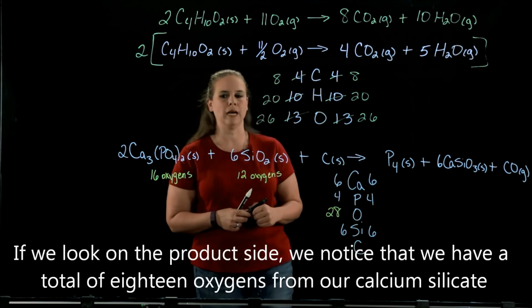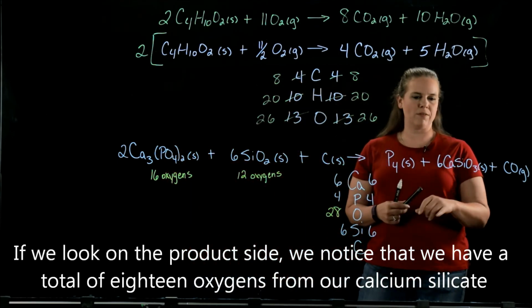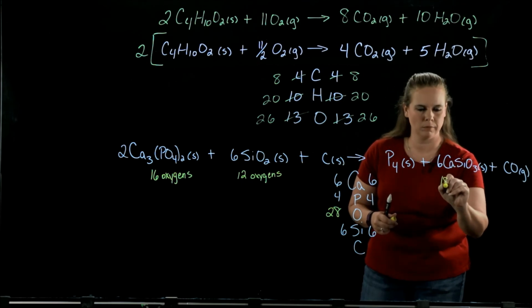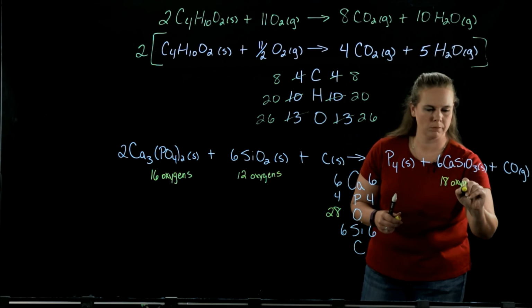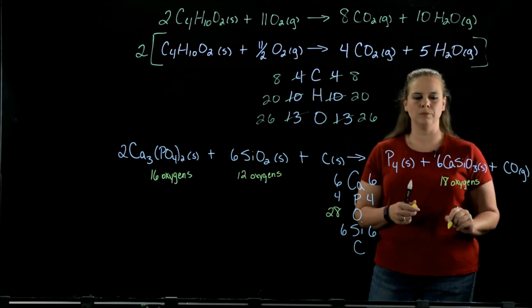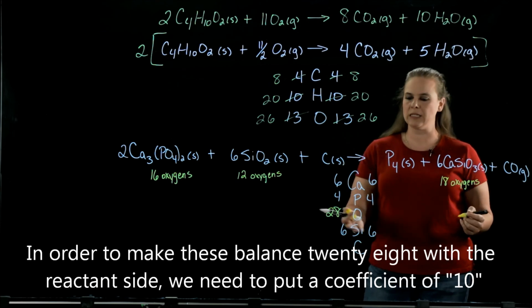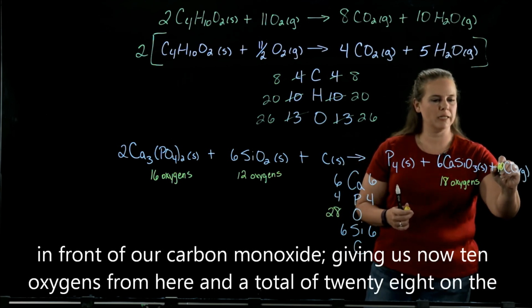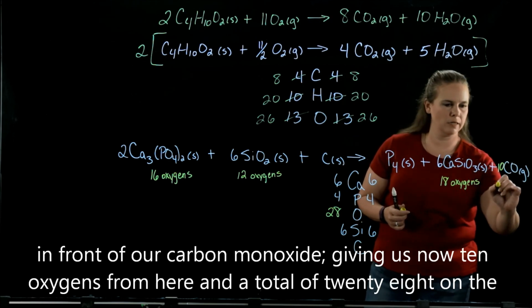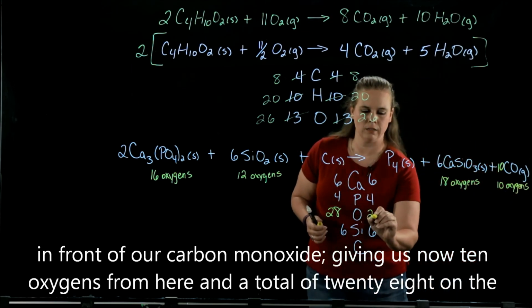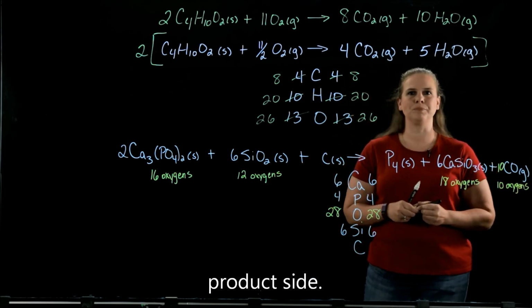If we look on the product side, we notice that we have a total of 18 oxygens from our calcium silicate and 1 oxygen from our carbon monoxide. In order to make these balance 28 with the reactant side, we need to put a coefficient of 10 in front of our carbon monoxide, giving us now 10 oxygens from here and a total of 28 on the product side.